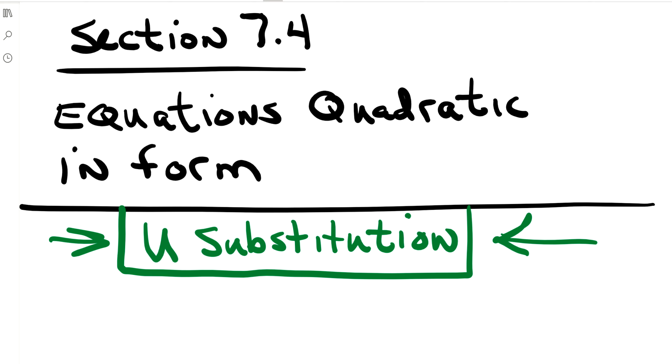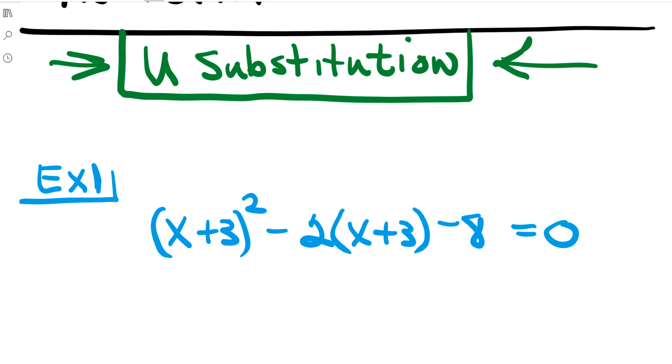So basically, here's what I'm going to be talking about. Take, for example, example 1. I've got to solve for x in this problem. I can see that I have a binomial squared, and then minus 2 times that same binomial, minus 8. So what I want you to do is practice by saying that u is going to equal this middle term here, which would normally be a single variable like x. But now it's x plus 3. So I want to rewrite this to say that u equals x plus 3.